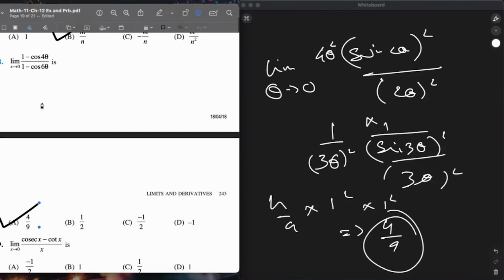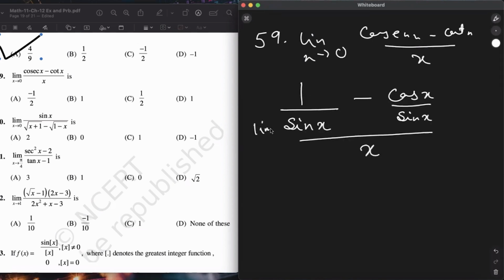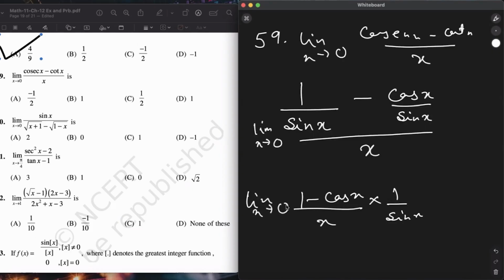Next up, we have question number 59. So I'll be having limit x tending to 0 of cosec x minus cot x by x. So I think that they can be put in sin x by x form. Let's see. My limit x being equated to 0, so 1 minus cos x upon x into 1 upon sin x. And the limit is also there.